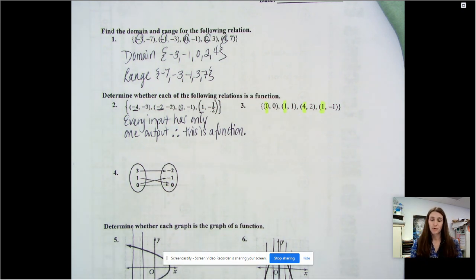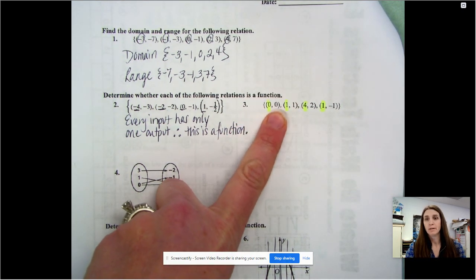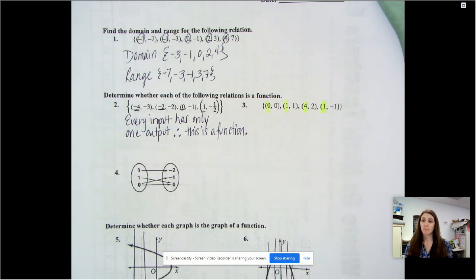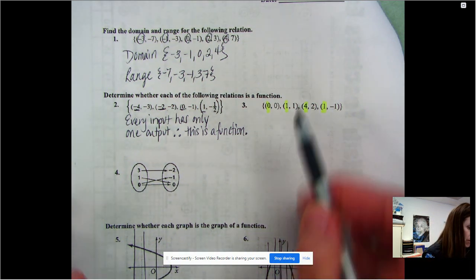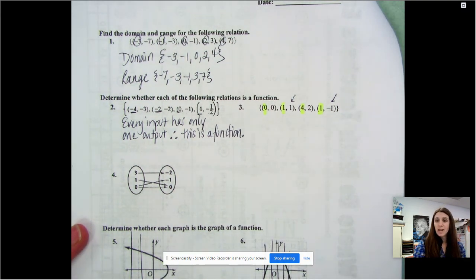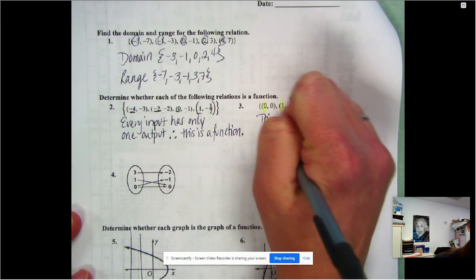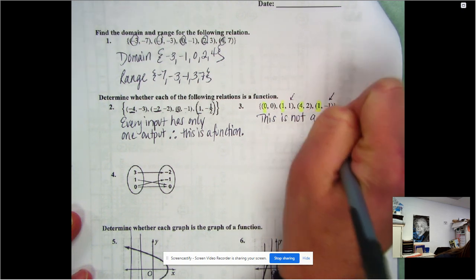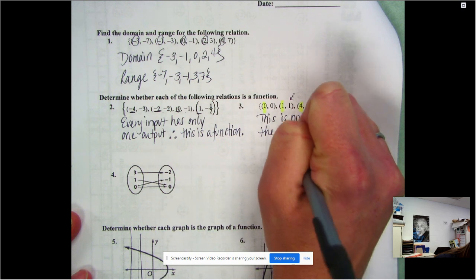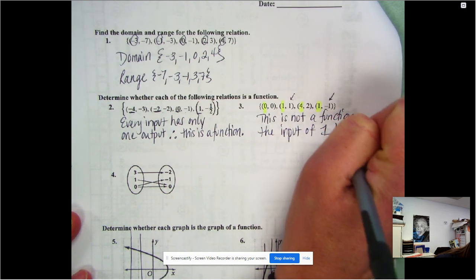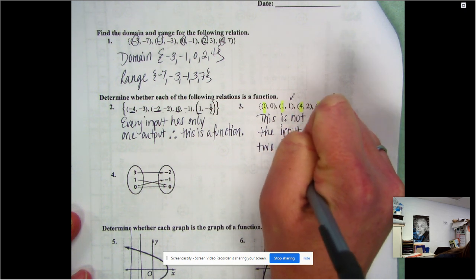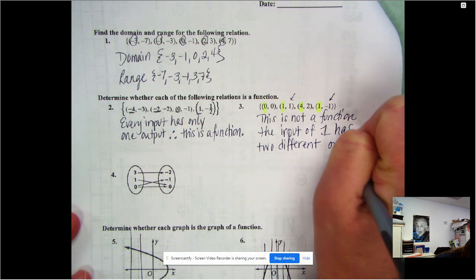Okay, so for number 3, we have 0, 1, 4, and 1 as our inputs. Again, I want to be looking for an input that repeats, and this input of 1 repeats. It has 2 different outputs: an output of 1 and an output of -1. This is not a function. The input of 1 has two different outputs.